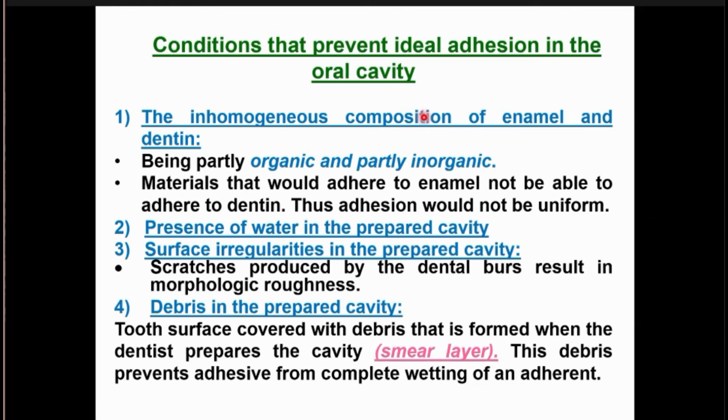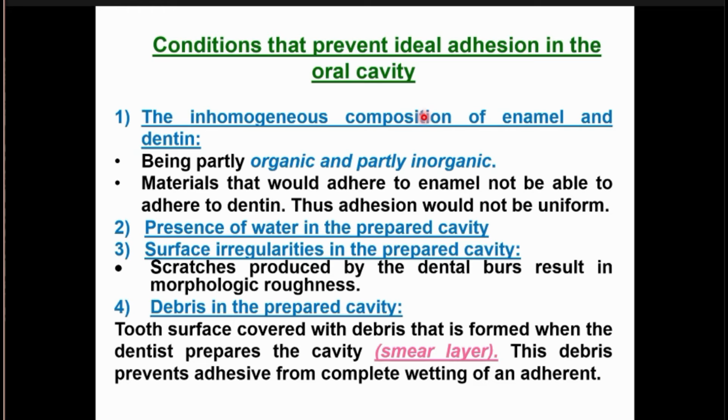For example, inhomogeneous composition of enamel and dentine. This means the composition of enamel and dentine is different, so we need a material which can adhere to both materials with the same strength. For example, in enamel, we have more minerals, more hydroxyapatite, and we get good adhesion with enamel, but the same material will give us weak adhesion with dentine. So this is a real challenge.